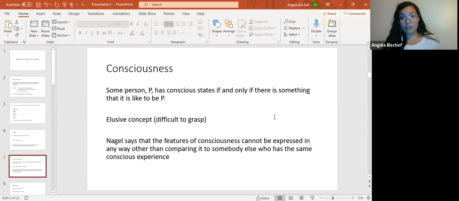So what is consciousness? This is the definition that Nagel gives. There are many, many other attempts at definitions of consciousness, so it's not like this is the definition, but this is the one he gives, and he has what I think are good reasons for it. The definition: some person P has conscious states if and only if there is something that it is like to be P. So what does this mean? And it is this definition of consciousness that makes it irreducible.